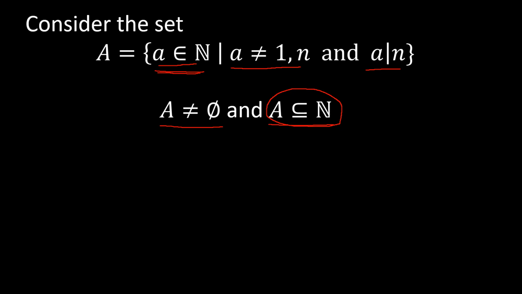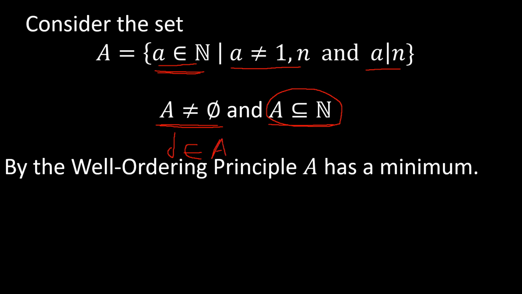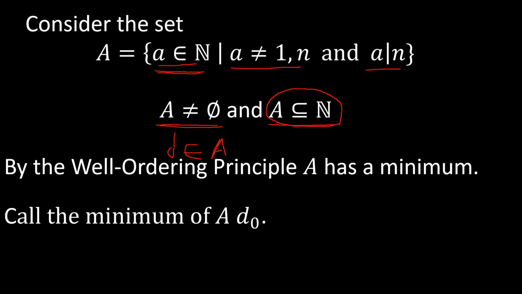Why is A non-empty? The reason is that d, that divisor of n that is not 1 and n, is an element of A. So that makes A a non-empty set. Now by the well-ordering principle, because we have those two things, non-empty and a subset of the natural numbers, A will have a minimum. Let's call the minimum of A d naught.